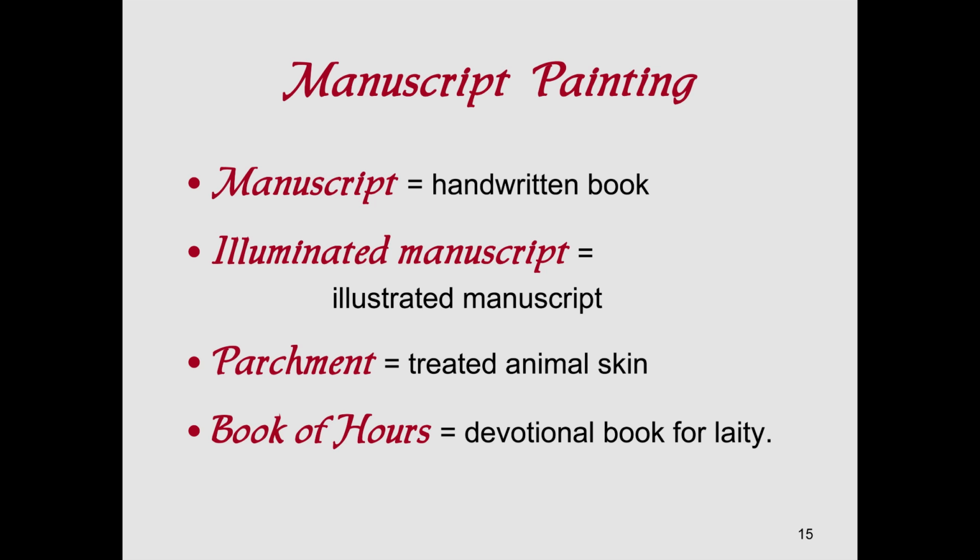Now, we also use the term illuminated manuscript, and this actually comes out of the word for the red pigment that sometimes was used to pick out important words. But illuminated, we use to refer to illustrated manuscripts, manuscripts with pictures in them. Most manuscripts have only words, no pictures. But the ones we're interested in art history classes are the illuminated manuscripts. Now, most manuscripts are written on parchment, which is treated animal skin.